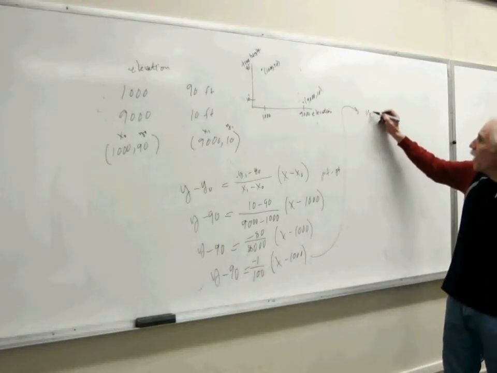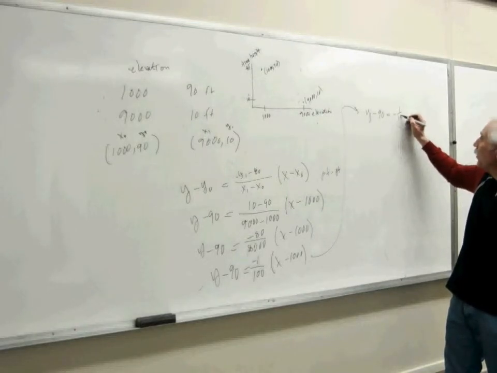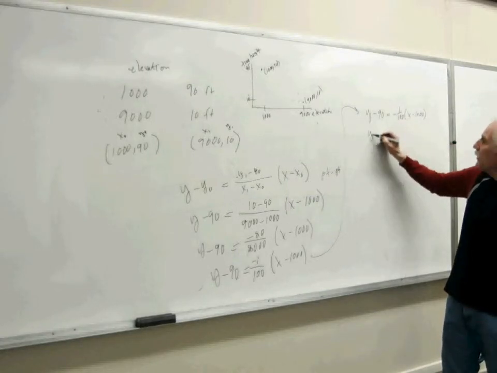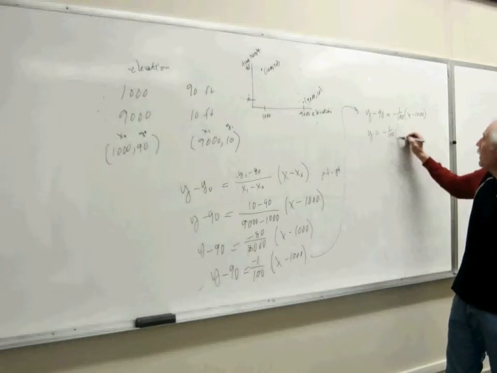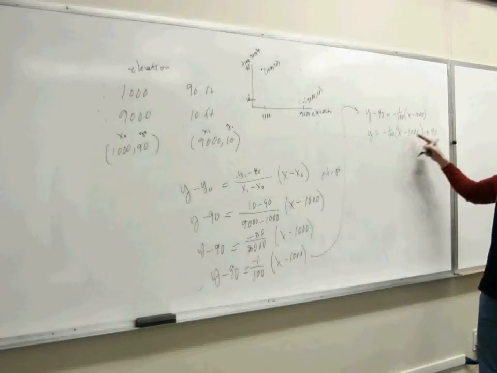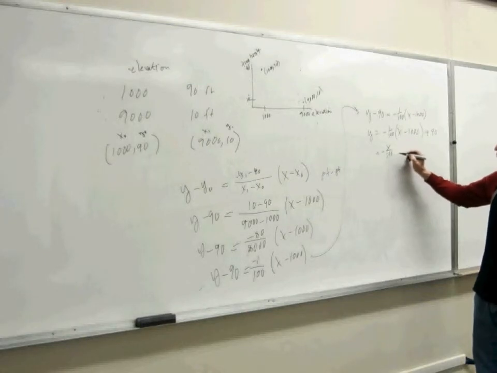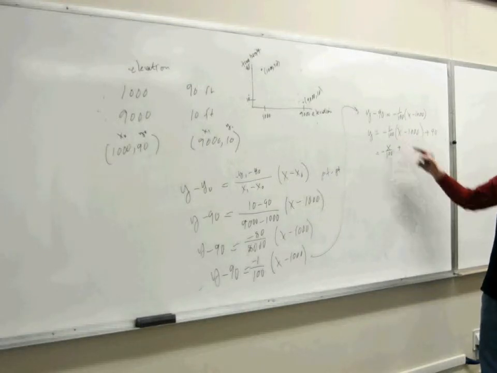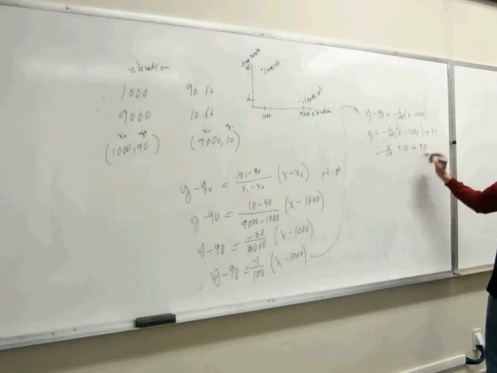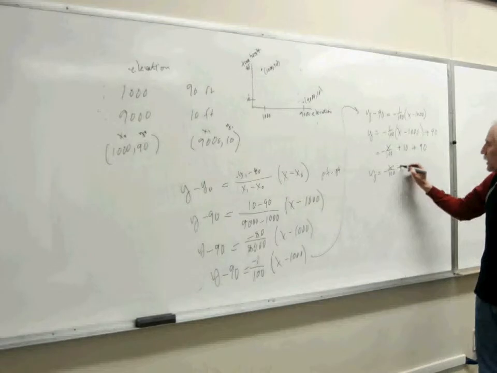Watch carefully. Let me rewrite this. y minus 90 equals minus 1 over 100, x minus 1,000. How about if I put the 90 on the other side? y equals minus 1 over 100, x minus 1,000, plus 90. Now let me simplify to get rid of the parentheses. Minus x over 100, and this is plus, and what is this? 1,000 divided by 100, that's 10. And so I end up with minus x over 100 plus 100.